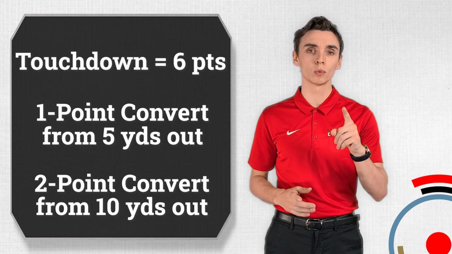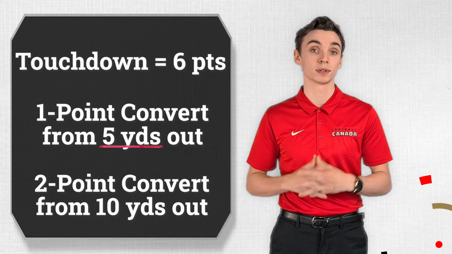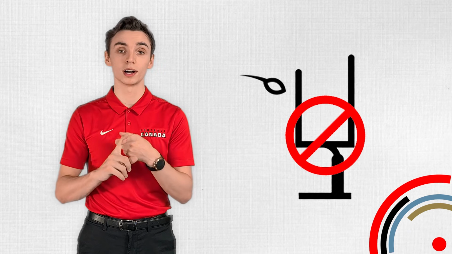Remember, if you go for 1 point, you're within the 5-yard no-run zone. So if you go for 1, the play must be a pass. Something to keep in mind. Also, there's no kicking in 5-on-5 flag football, so no punts or field goals.